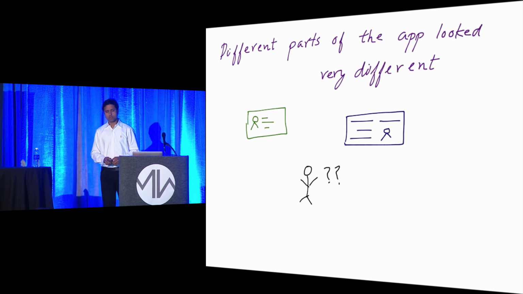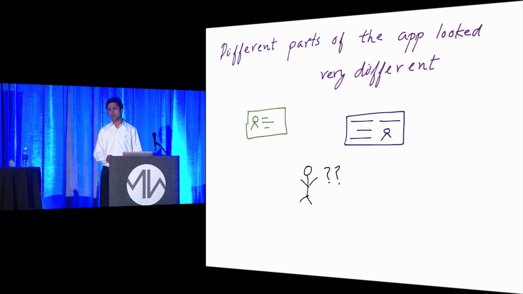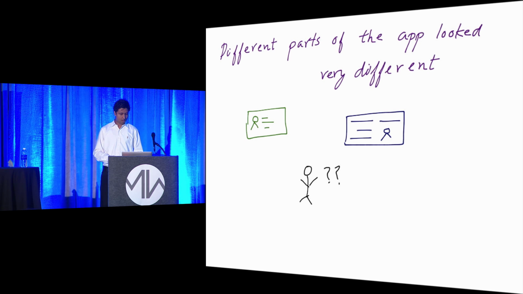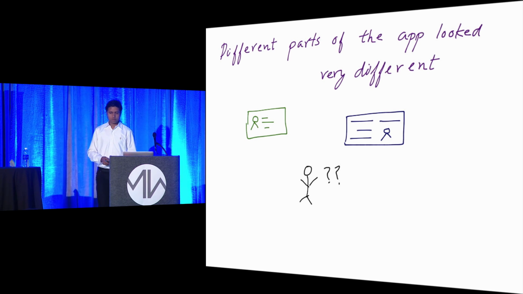The second thing was that different parts of the app looked really different. And people tended to get very confused in our app because they were built by different people at different times. The navigation hierarchy was really, really complex, and people were completely lost in the app. So we started looking for solutions to these problems.